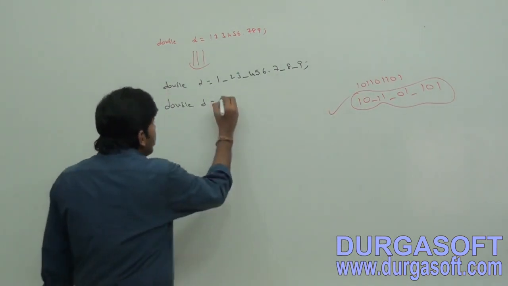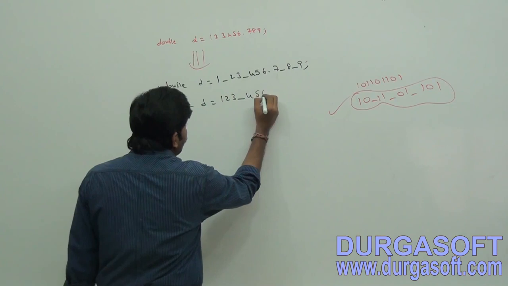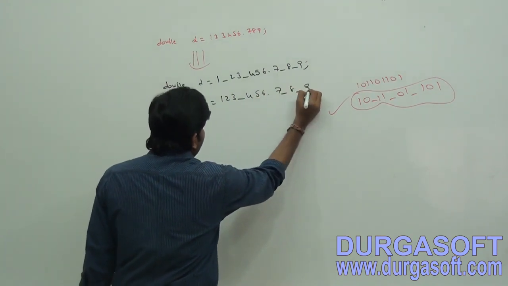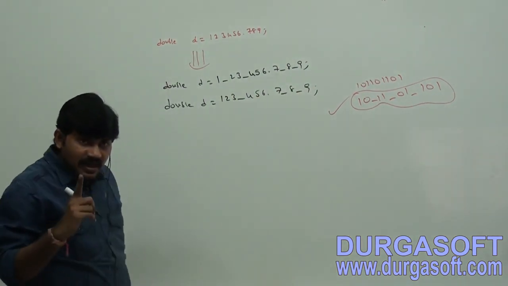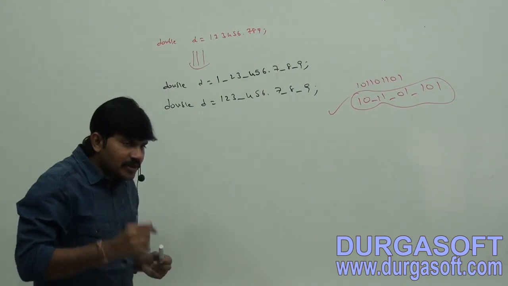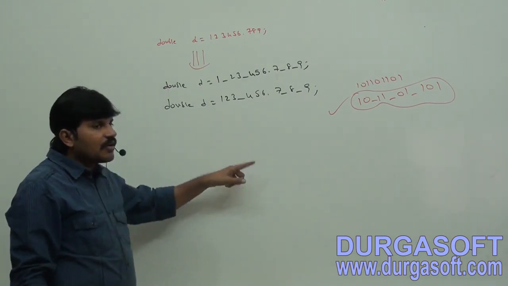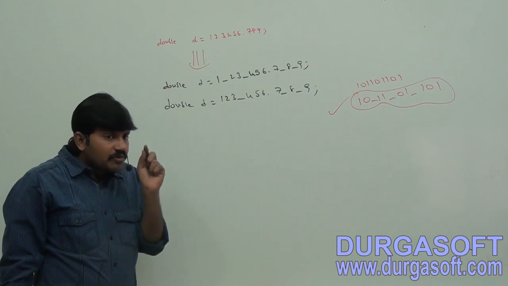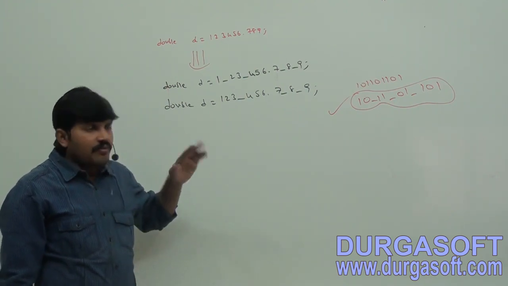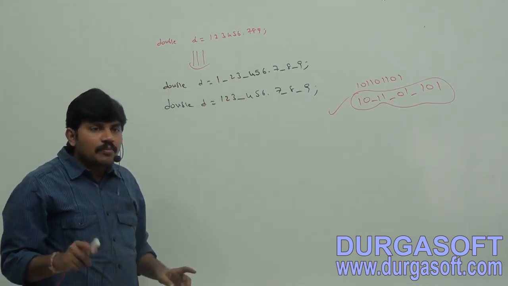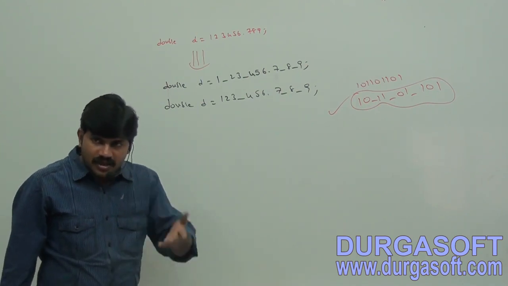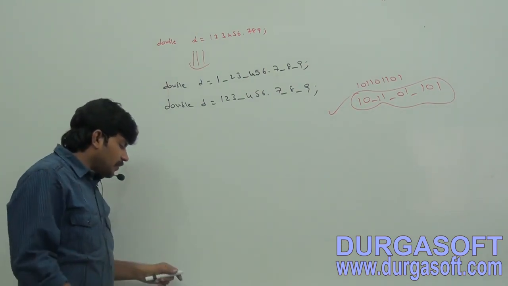Now they can write 123,456.789. So what is the second enhancement that came in the 1.7 version? Usage of underscore symbol between the digits of a numeric literal. What is the main advantage of this one? Readability of the code is going to be improved. Clear, right? Okay.